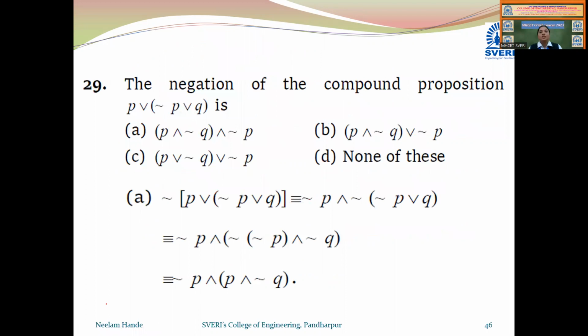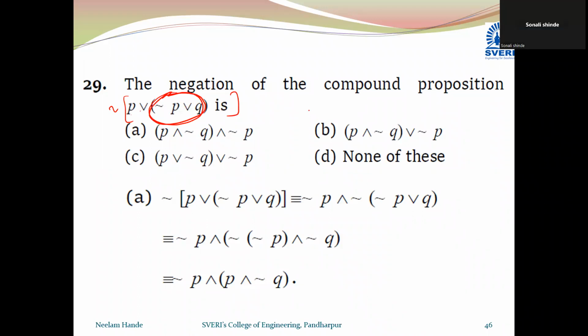Next, the negation of a compound proposition. Do this. Negation of this. Negation of P or something. Conjunction changes into disjunction and disjunction into conjunction. Negation by De Morgan: or becomes and. Negation P or Q.